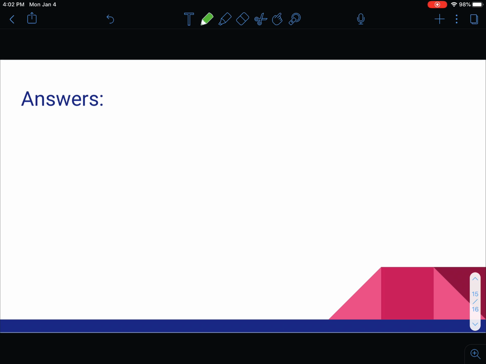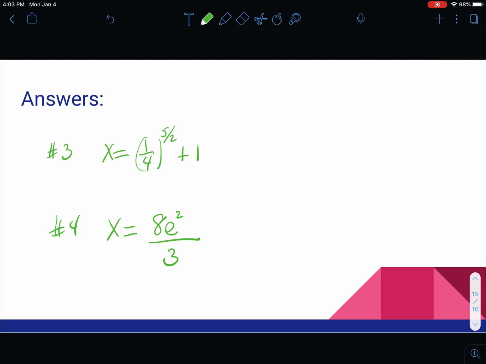Okay, so the answers for that first one, for number 3, and I'm going to actually work them out, but if you match up and you're feeling okay, that's fine. x equals 1/4 to the 5/2 power plus 1. And for the fourth one, it's x equals 8e squared over 3. Okay, and I'll go ahead and actually work those out, but if you're feeling confident and good, you can go ahead and stop your notes here and we will do more practice in class.